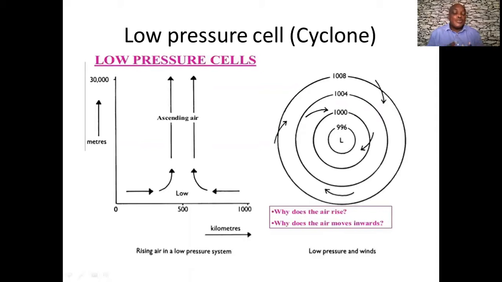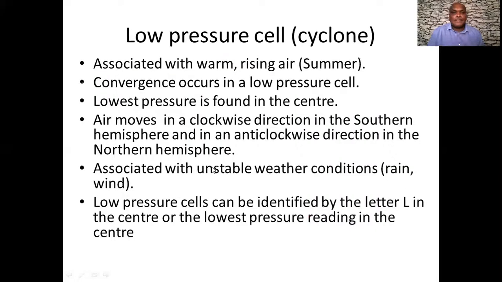Low pressure cells, what you need to understand is they're associated with warm temperatures. When we have warm air, because it's light, warm air rises. As you can see in this diagram, we have warm air that rises or is ascending. Low pressure cells are associated with warm rising air, generally in summer.